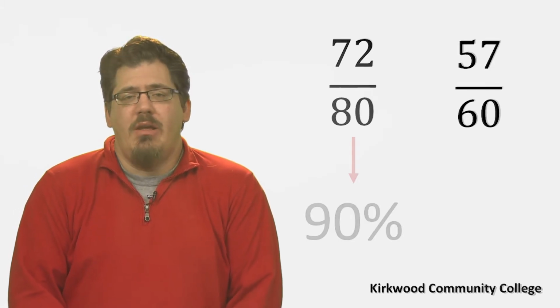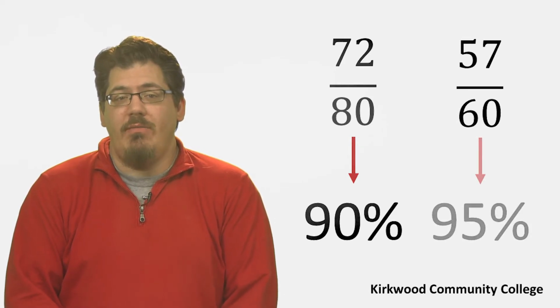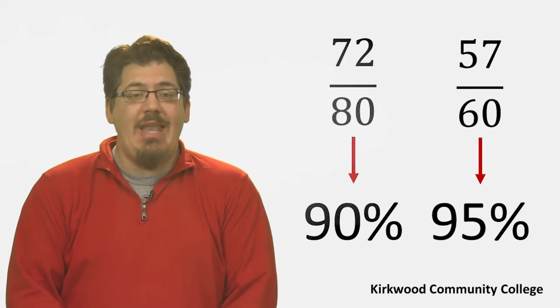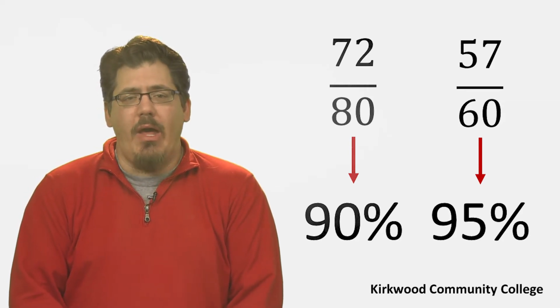For example, suppose that you got 72 out of 80 points on one test and 57 out of 60 points on a second test. Which test did you do better on? 72 out of 80 translates to 90%. 57 out of 60 translates to 95%. It is now easy to compare and see that you did better on the second test. Percents, because they are based on 100, are really useful in many applications.